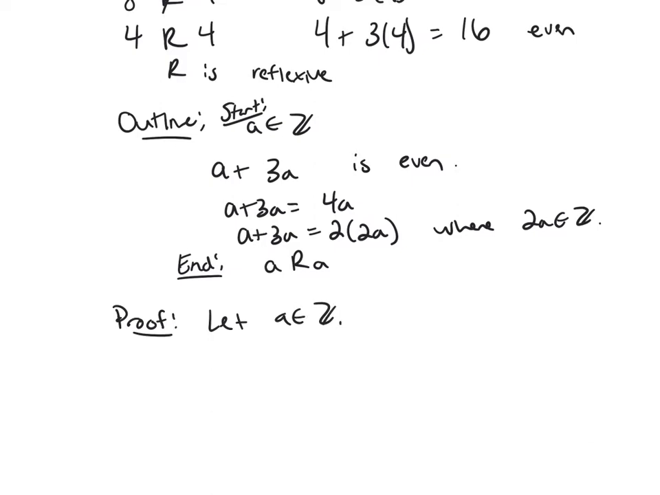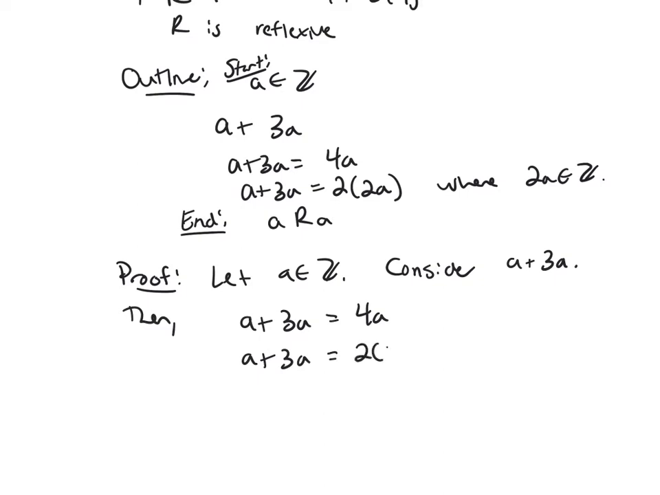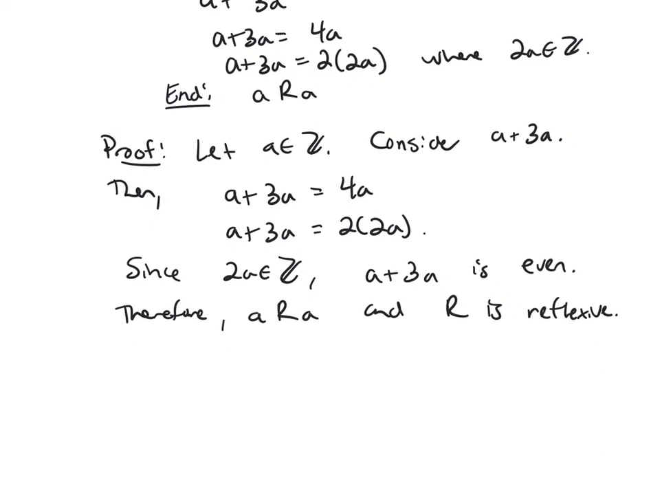Let A be in Z. Now we're going to consider A plus 3A. Then we can write A plus 3A, that's 4A. So A plus 3A equals 2 times 2A. So since 2A is in Z, A plus 3A is even. So that means that A is related to A. And we've established that R is reflexive. So that completes the proof that R is reflexive.